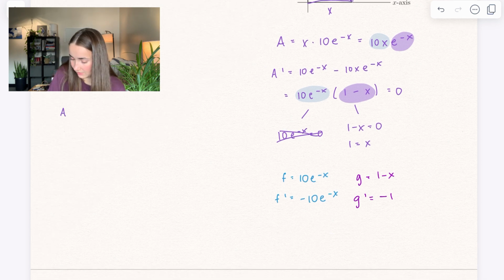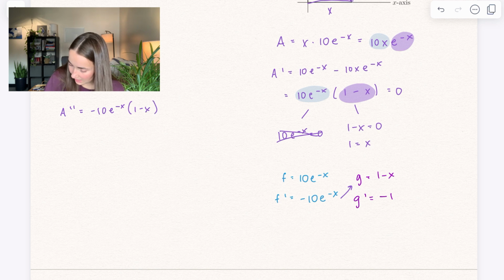I'm going to write it here on the left side. So the second derivative is equal to the first cross product, negative 10e to the negative x times 1 minus x. And I'm going to go ahead and add on this second cross product, which actually will result in a minus because of that negative. So minus 10e to the negative x.